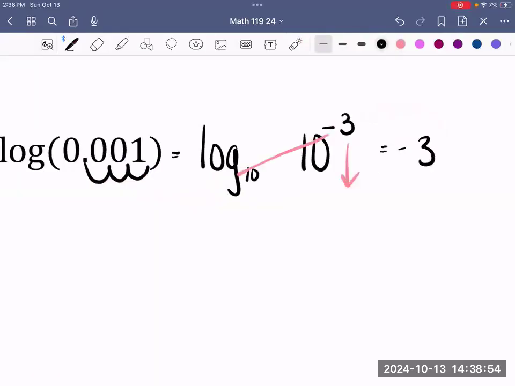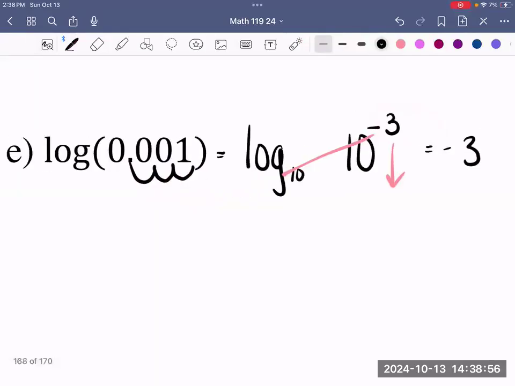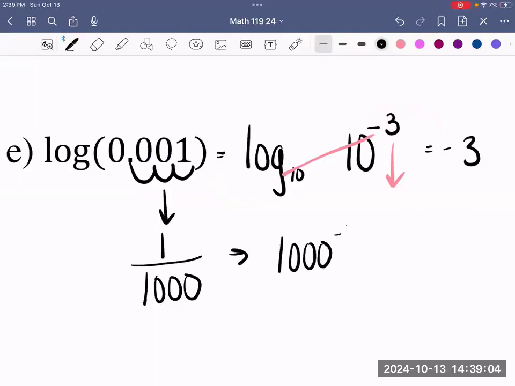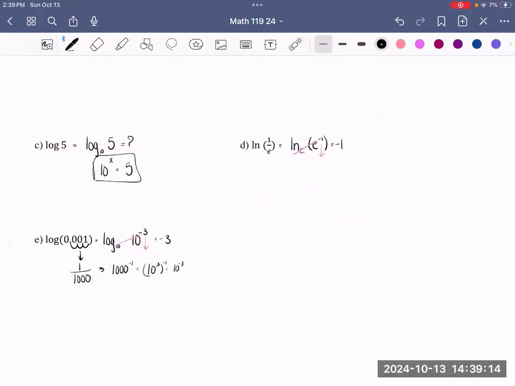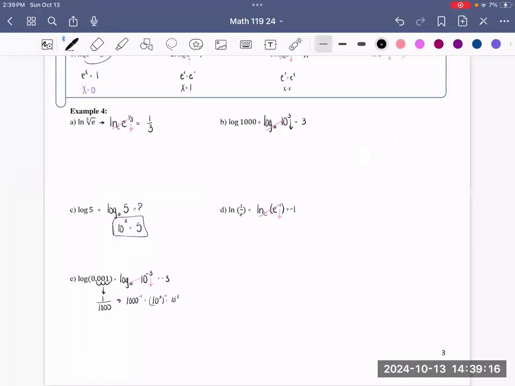You could also think about it as a fraction. This could be written as 1/1000, or 1,000 to the -1, which is then 10 to the 3rd times -1, or 10 to the -3. Lots of different ways to wrap your head around that particular one.